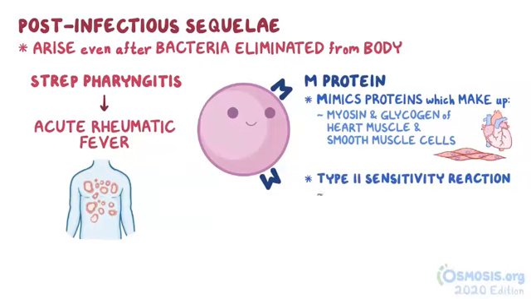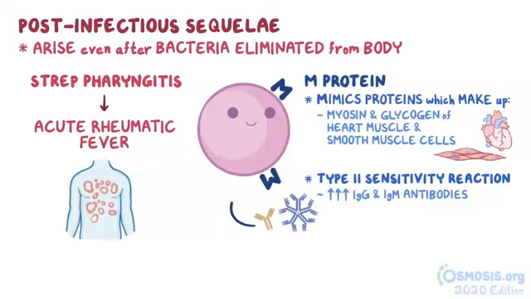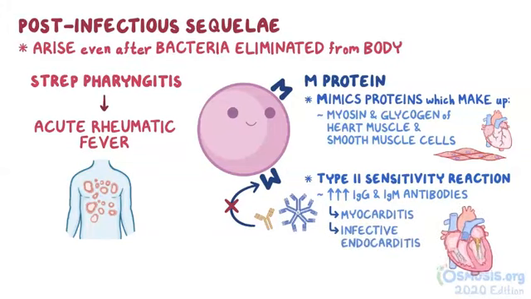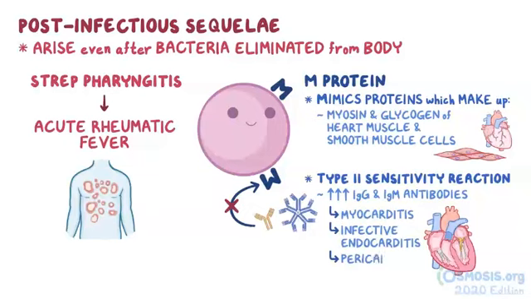This means that the immune system releases a whole lot of IgG and IgM antibodies that are aimed to destroy the bacterial M proteins, but instead attack the heart muscle, causing myocarditis, the heart valves, causing infective endocarditis, or the pericardium, causing pericarditis.